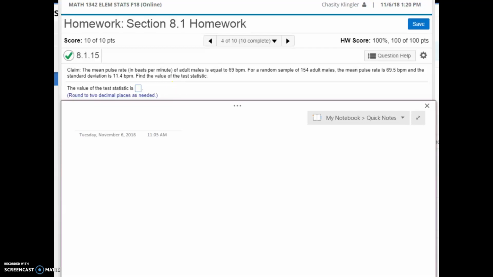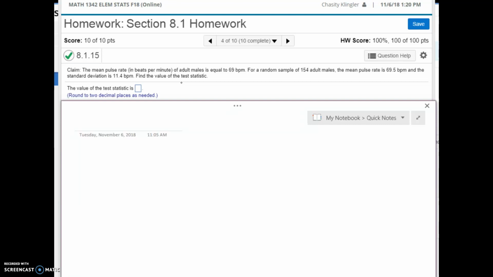Okay, let's take a look at number 4 on section 8.1. It says claim the mean pulse rate in beats per minute of adult males is equal to 69 beats per minute. For a random sample of 154 adult males, the mean pulse rate is 69.5 beats per minute and the standard deviation is 11.4 beats per minute. Find the value of the test statistic.